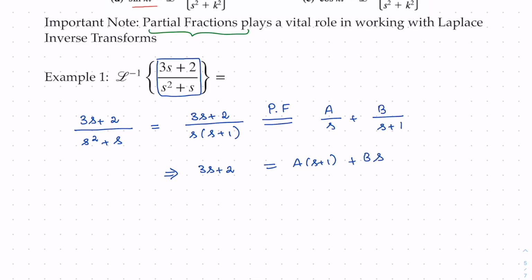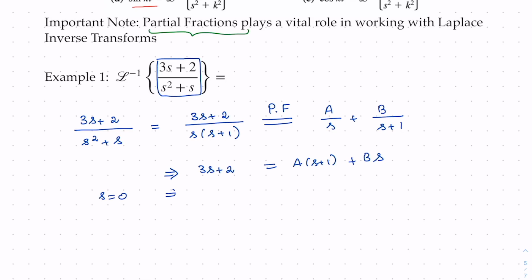And then there are a couple of ways to do this. You can plug in the values of s, and then appropriately one of them will vanish, and so on. Or you can compare the coefficients of s and the constants and so on. You can work with either way. So here I'm going to plug in values so that you can find it easily. So I'm going to plug in s equal to 0.